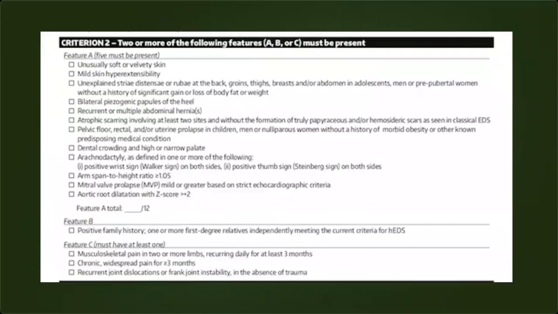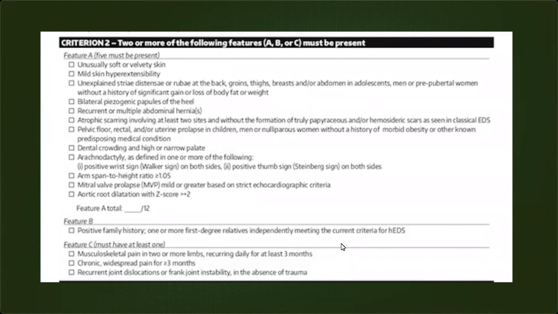Yes, so this is criteria 2, and there are 3 sections to it. You can see those here. The skin features quite heavily: velvety, soft skin, the skin being mildly hyperextensible. That is 1 or more centimeters. And it does depend on which study you look at, but 4 or more centimeters is severe hyperextensibility. So we're looking for less than 4 and more than 1 centimeter.